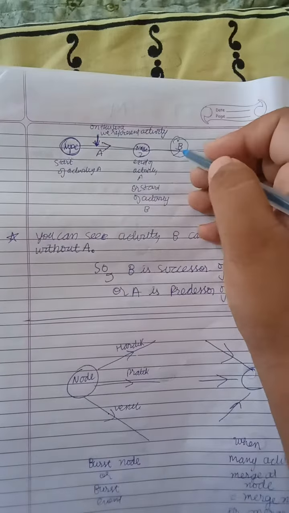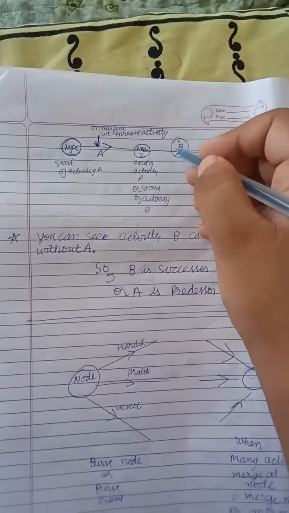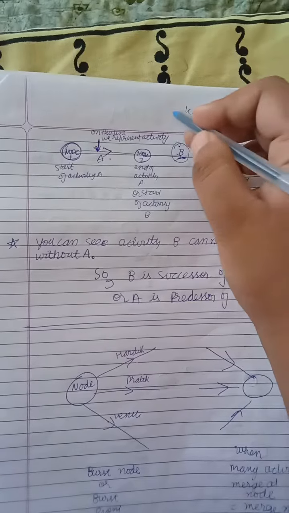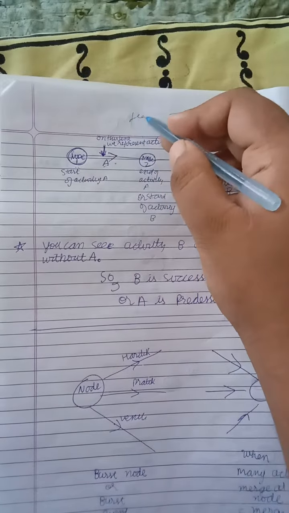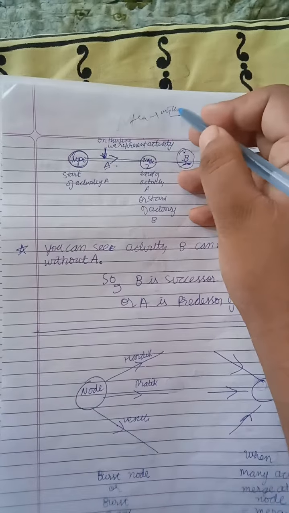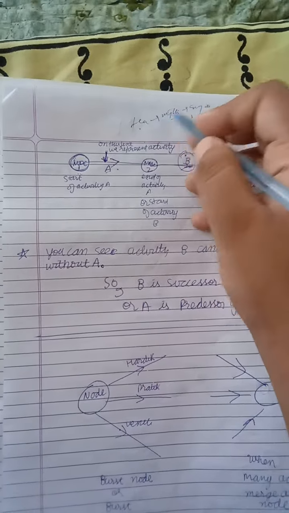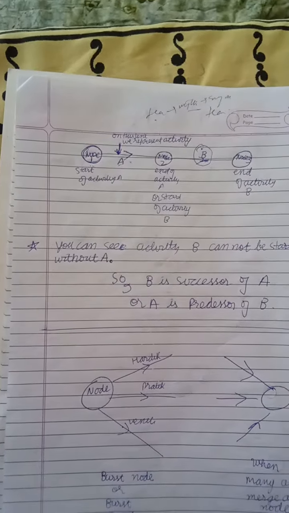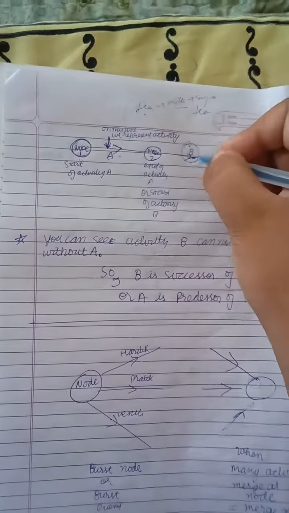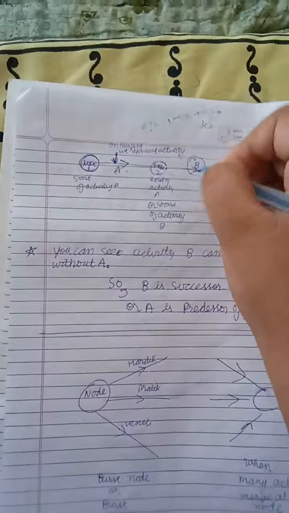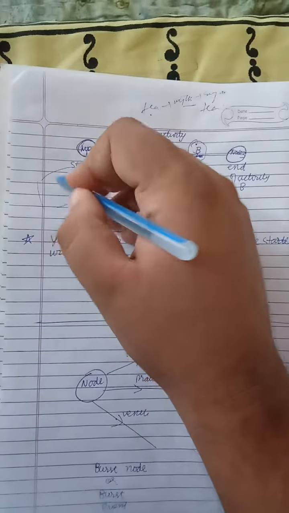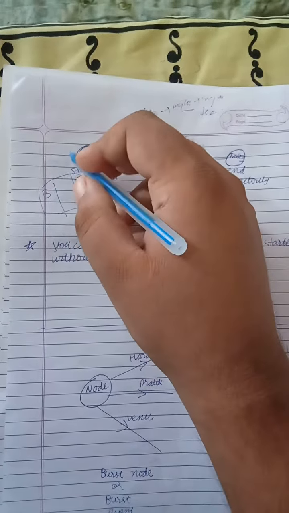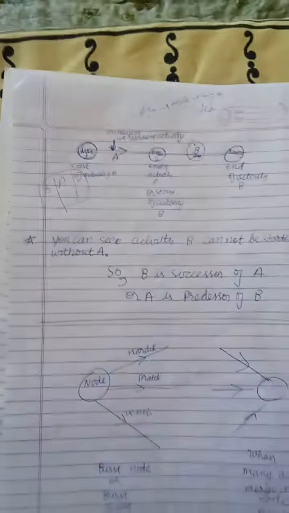So you can see that activity B cannot start without completing activity A. So tea cannot be made without adding tea leaves, then milk, then sugar. One by one these are to be added for making a good tea. So A is called the predecessor of B, or B is called the successor of A. In the table you will be given that there is activity B, and before activity B there is activity A, which is preceding activity B.